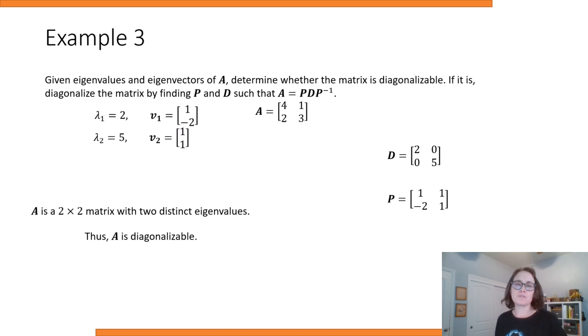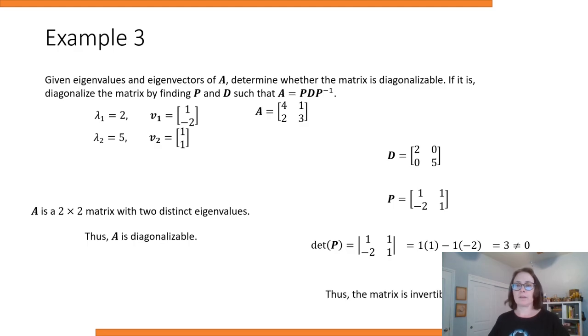And the last thing I'm going to ask you to prove is that P is actually invertible and your eigenvectors are linearly independent. And so I'm going to take the determinant of that matrix P. Down the main diagonal, 1 times 1, minus the other diagonal, 1 times negative 2. So that's going to be 1 plus 2, which gives me 3. So I got a non-zero value for my determinant, which means that P inverse exists and my eigenvectors are linearly independent. And so I've proven that the matrix is invertible.